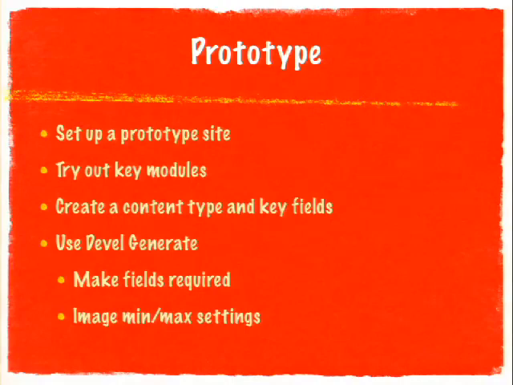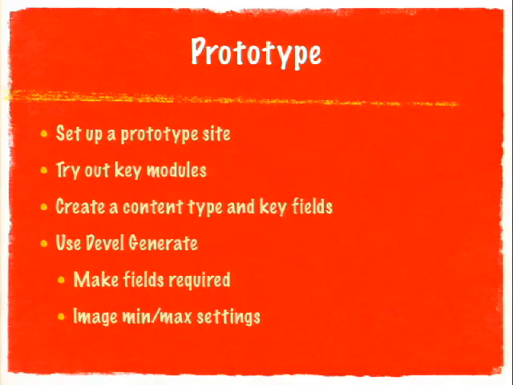Use Devel Generate. Anybody not familiar with Devel Generate? Okay. So the Devel module has a submodule that comes with it called Devel Generate. Devel Generate lets you create dummy content. It's a really, really, really fast way to set up a little prototype site. So you can create a content type and fields, and then you can use Devel Generate and create some content, and now you've got a site with content, and you can go do views or whatever you want to do. Very, very nice for prototyping.